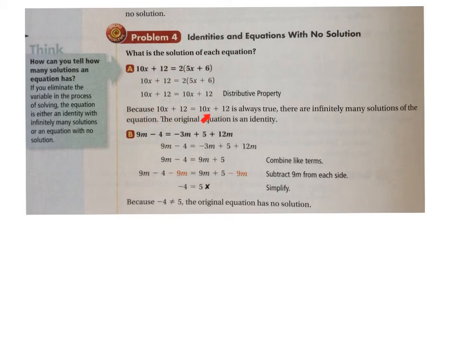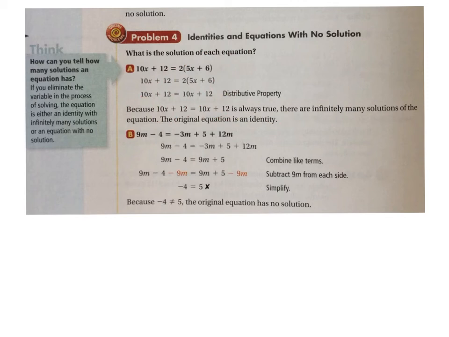And it says because it is always true, there are infinitely many solutions of the equation. So we're identifying, again, infinitely many and no solution. So in this case, notice we get a statement that's always true. Now, let me expand on that some more.